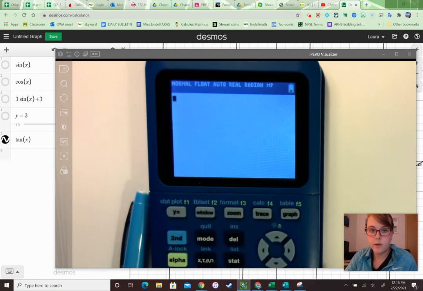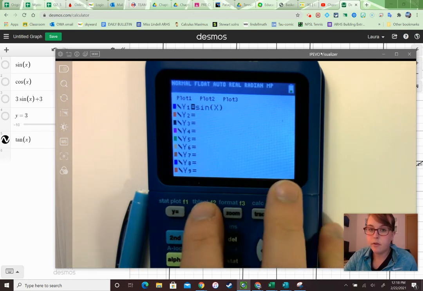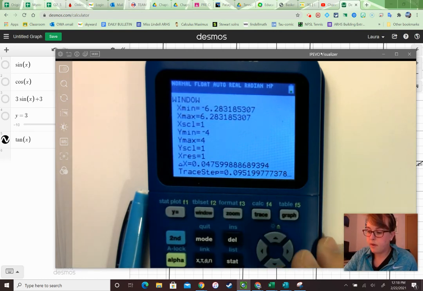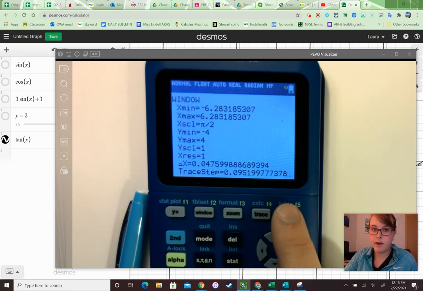Second, quit. And then you can go to y equals, and you can type sine, and then the variable button here, x. And then you'd go to window, and I would type negative 2 pi and positive 2 pi for my x minimum and maximum. And then for the x scale, you can go pi over 2 if you would like. That'll help you more under the table section if you want to take a look at the table. But anyway, then you can hit graph.